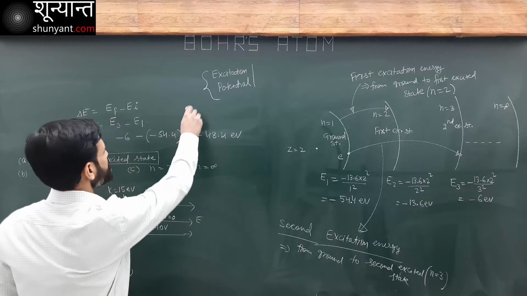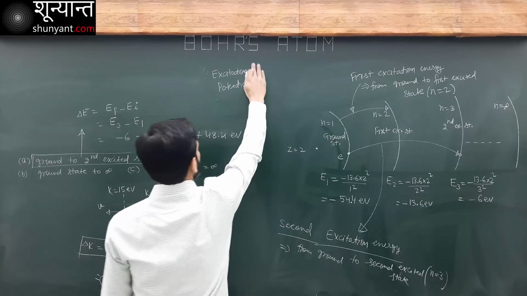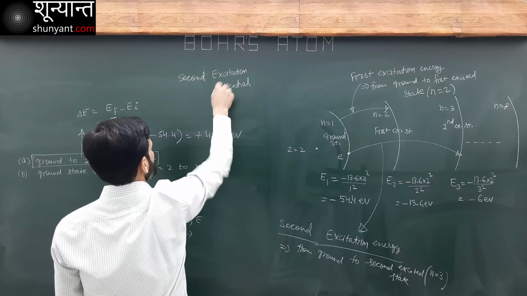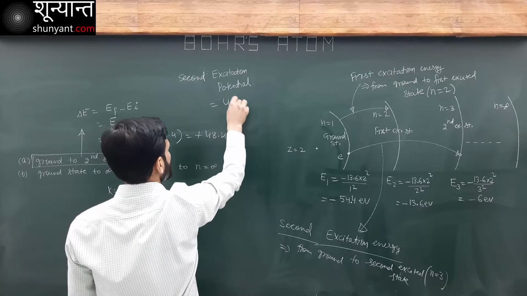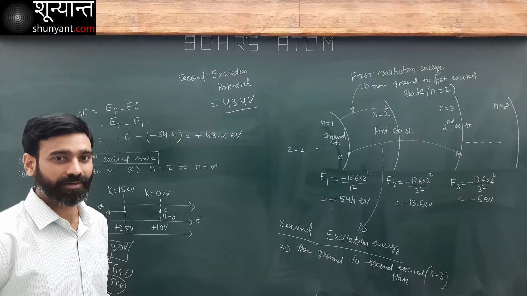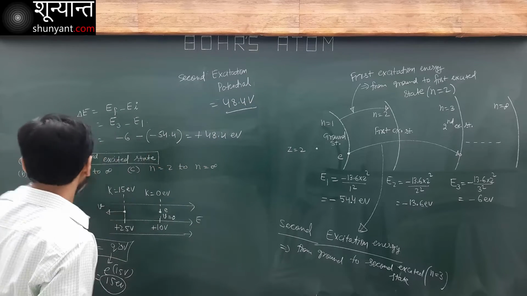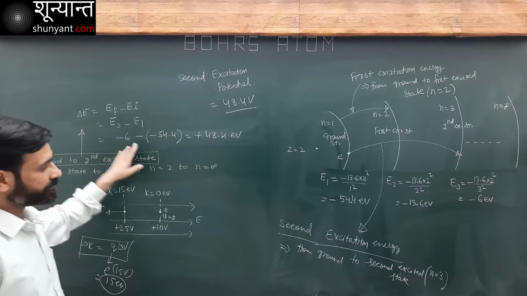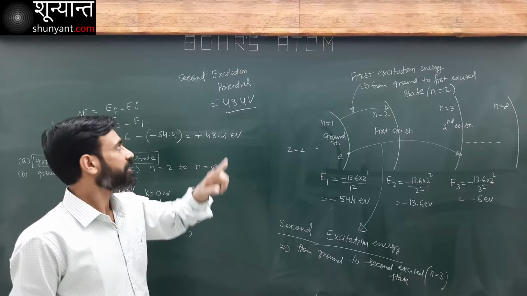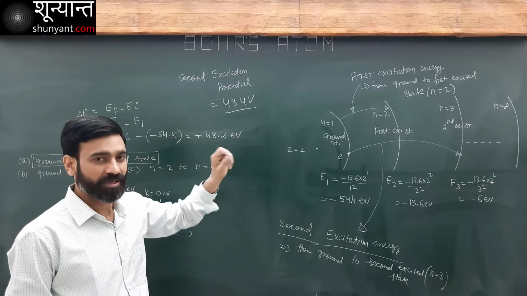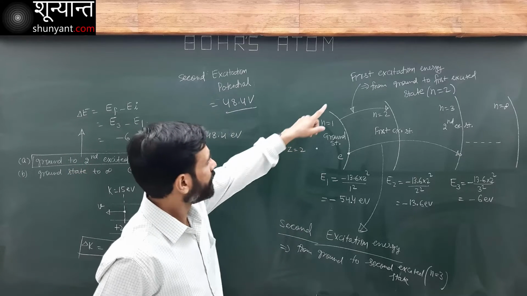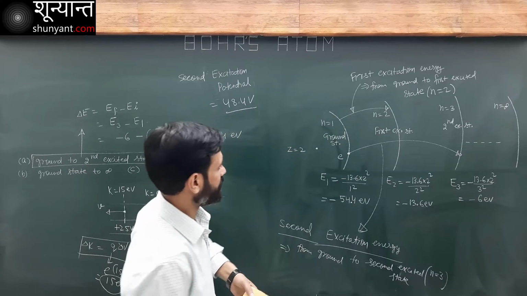Okay, so this will be my second excitation potential. It will be simply equal to 48.4 volt. That's it. If my second excitation energy is 48.4 electron volt, then second excitation potential will be 48.4 volt, and that's it.